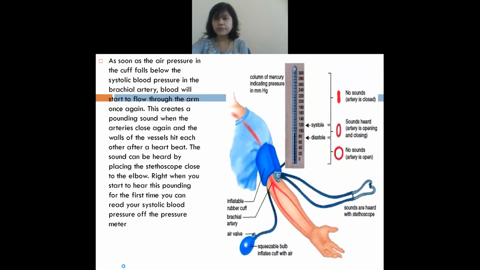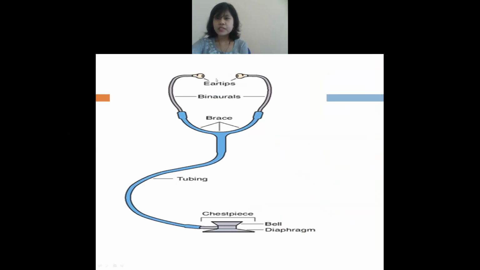Did you understand? Yes, ma'am. So you have to place this cuff in the upper arm. And you'll have to place this stethoscope. This is the stethoscope, and you'll have to place it on your brachial artery. You remember the brachial artery, no? You have to place this on your brachial artery.